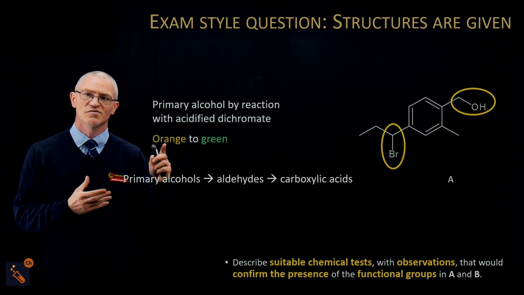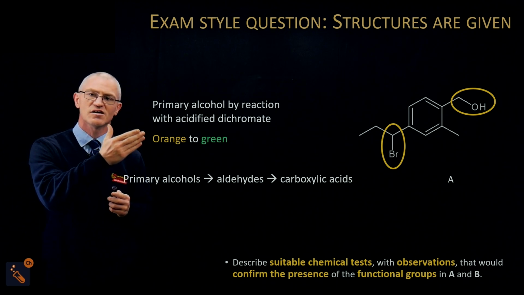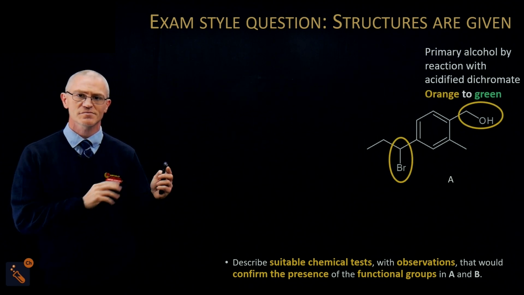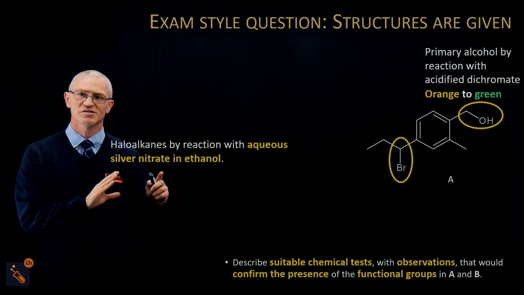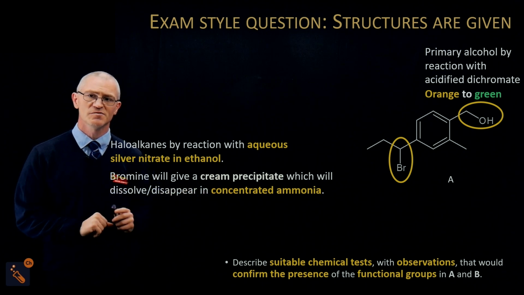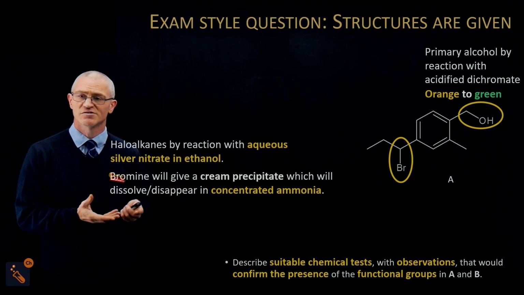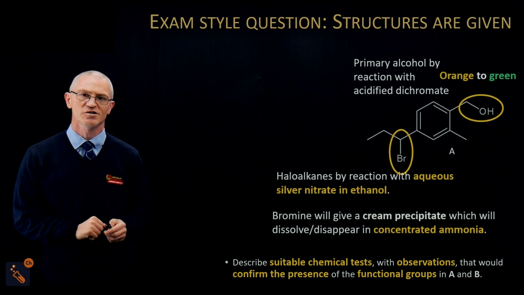And the reaction going from orange to green, and there's your reactants and there's your observations. So we've done that one and moved that across. The next thing is the haloalkane. Haloalkanes react with aqueous silver nitrate and ethanol. And let's go through what they produce. The bromine will produce a cream precipitate, and then if we add concentrated ammonia, it will dissolve and disappear. Let's move that across as well.